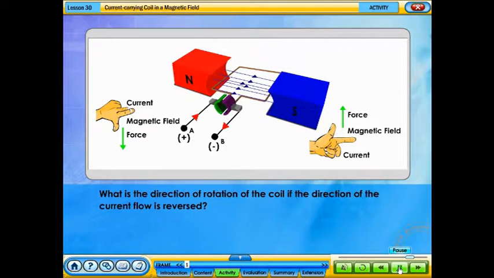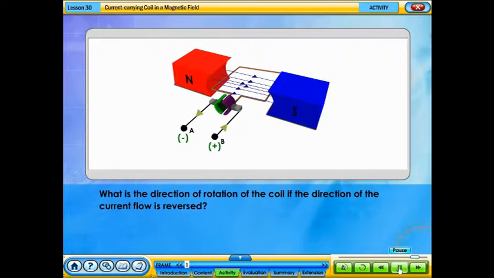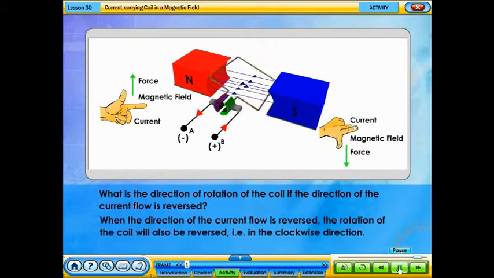What is the direction of rotation of the coil if the direction of the current flow is reversed? When the direction of the current flow is reversed, the rotation of the coil will also be reversed, that is, in the clockwise direction.